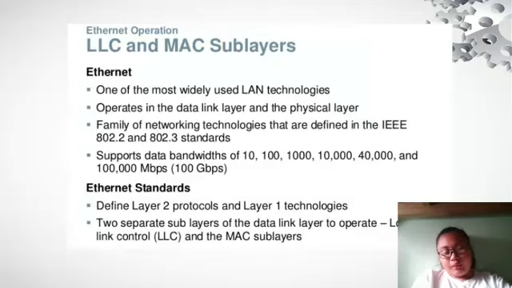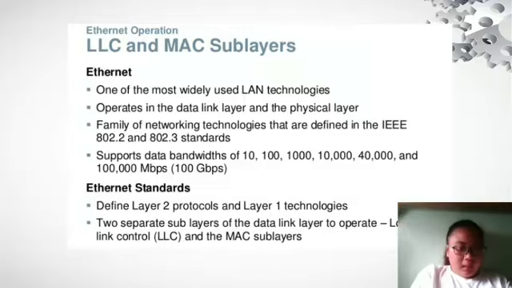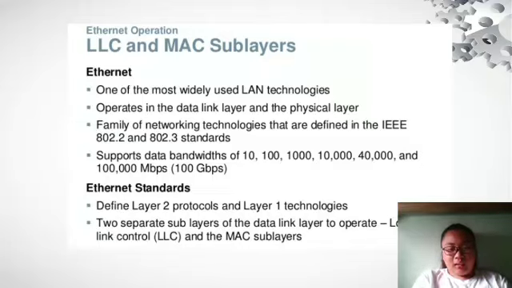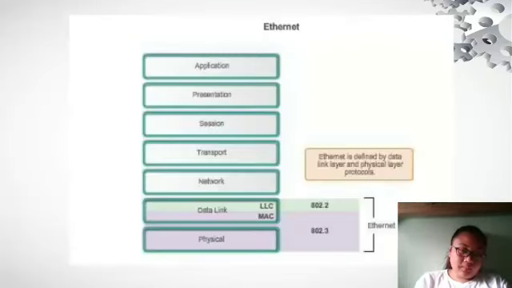Supports data bandwidths of 10, 100, 1000, 10,000, 40,000, and 100,000 Mbps or 100 Gbps. The Ethernet standards define layer 2 protocols and layer 1 technologies. It relies on two separate sublayers of the data link layer to operate, which are the logical link control and the MAC sublayers.